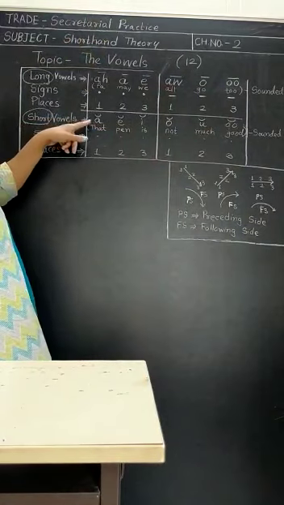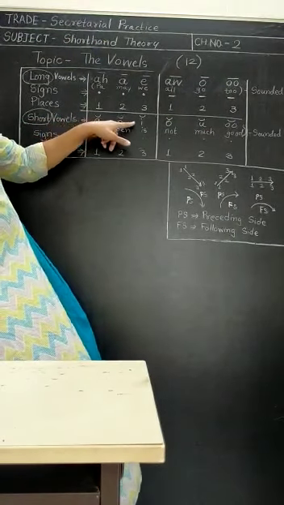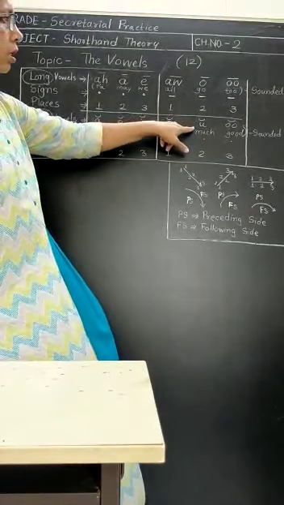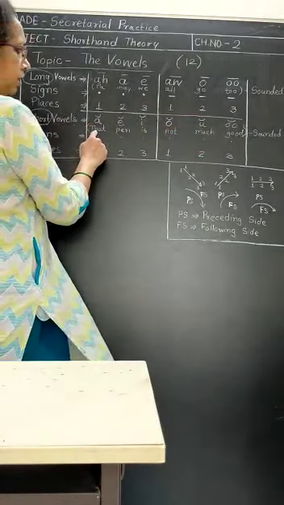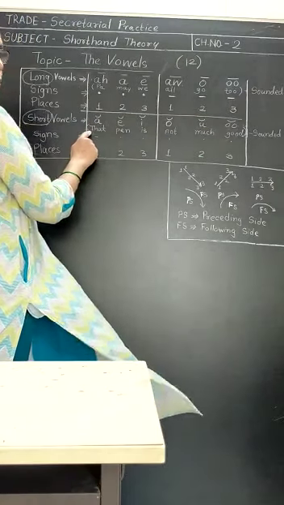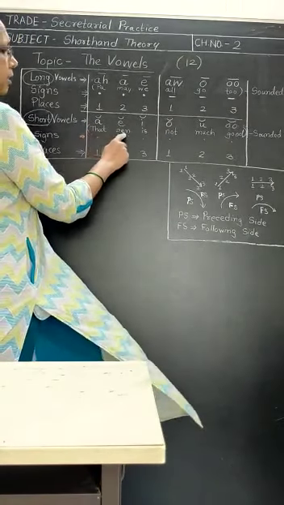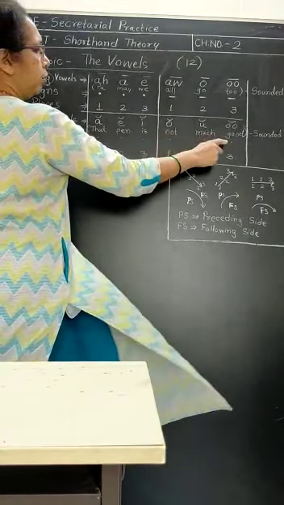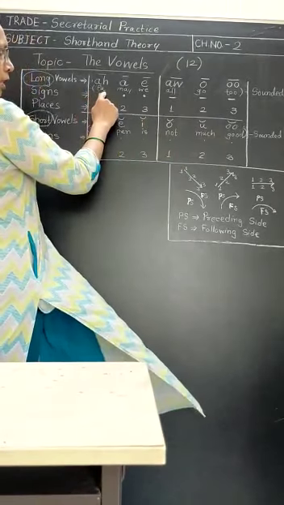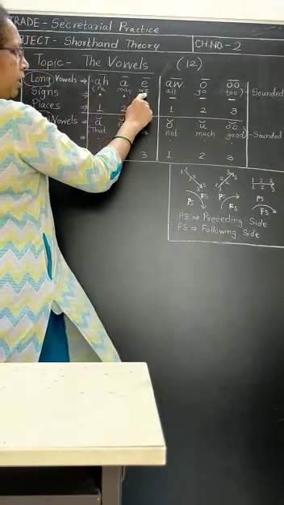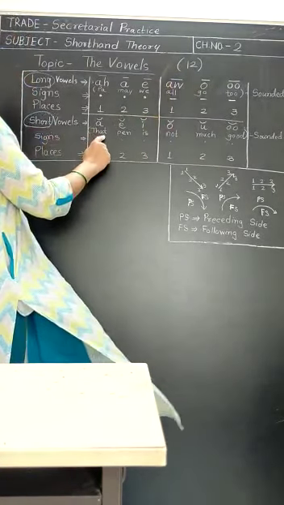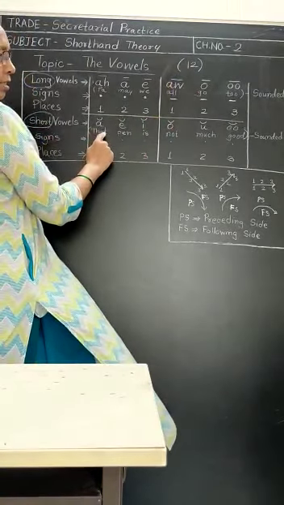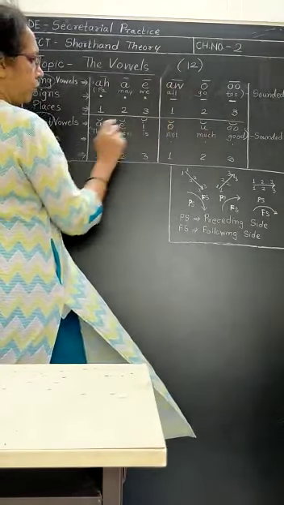And short sounded vowels are A, E, O, U. They are sounded in this sentence. You have to keep in mind that pain is not much good. For long sounded vowels, it is pa, may, we, all, go, to. And for short sounded vowels, the sentence is that pain is not much good.